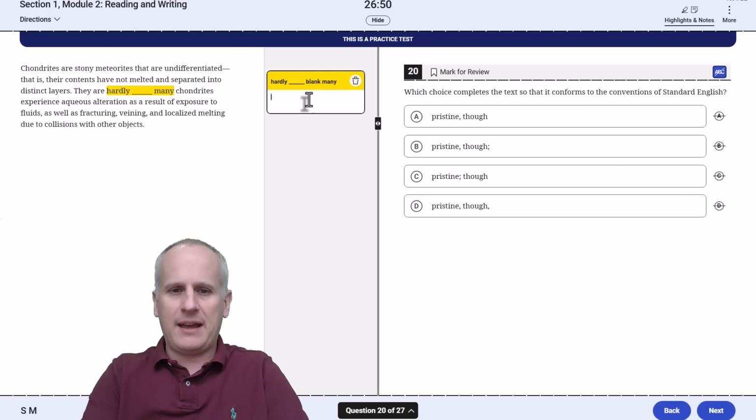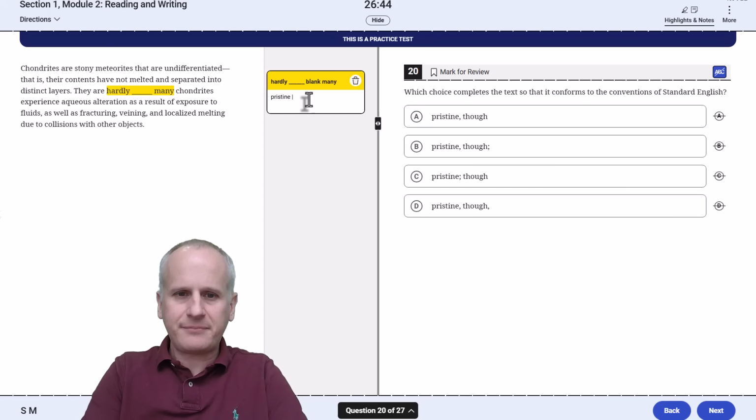So we're going to have as the word before the blank, pristine, and then after, not though, but many. And rather than writing out before and after as we did previously, I'm just going to use a B and an A. So if we just read, they are hardly pristine, subject and verb, subject is they, are is the verb, it's a complete idea.